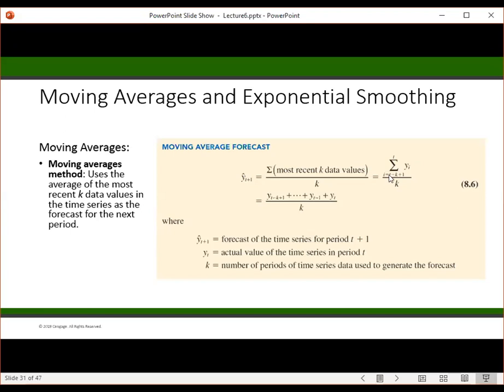It's going to be where we sum Yi from i equals t minus k plus 1 to t, so that we have k values that we're going to be going with. And then we divide that sum by k. Again, y hat is our forecast for the next time period, Yt is the actual value for a particular time period, and k is the number of time periods that we use to generate the forecast.